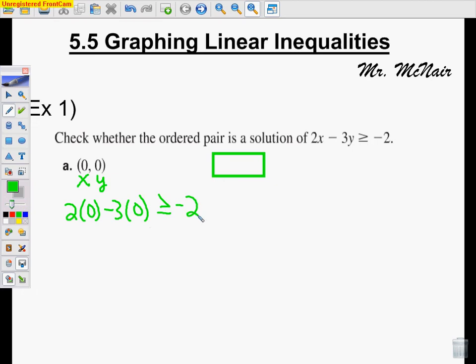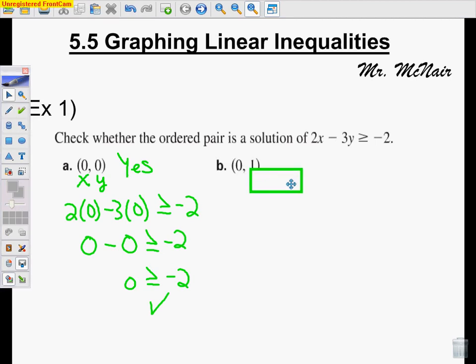Now we're just going to simplify. 2 times 0 is 0. Minus 3 times 0 is also 0. And we want to know, is that greater than or equal to negative 2? 0 minus 0 is 0. Is 0 greater than or equal to negative 2? Yes, it is. So therefore, (0, 0) is a solution to that inequality.